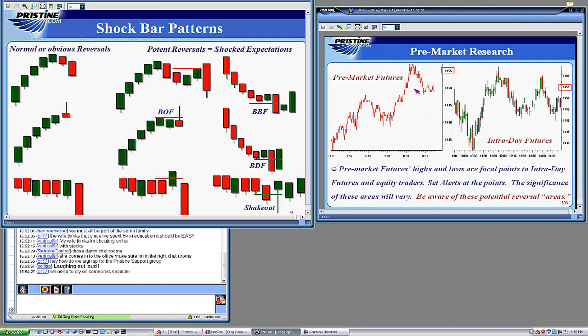Pre-market futures. Markets are trading before the open. Those pre-market highs and lows will come into play. As prices push up into those areas of those highs, they're going to have an effect on the market. If you don't have the futures, don't get too hung up on this.